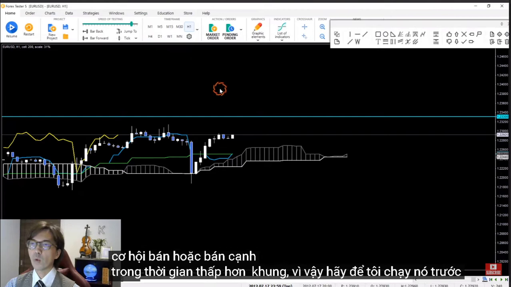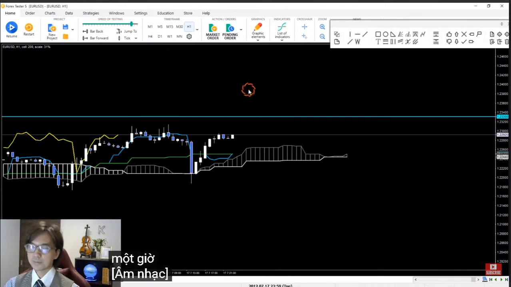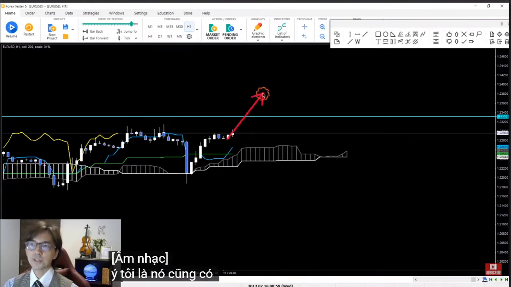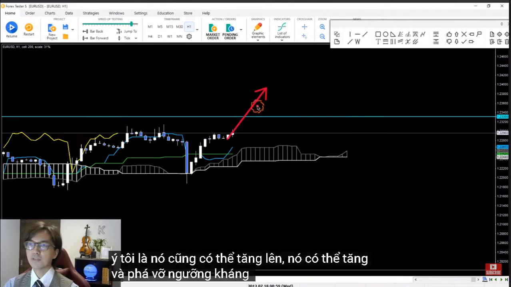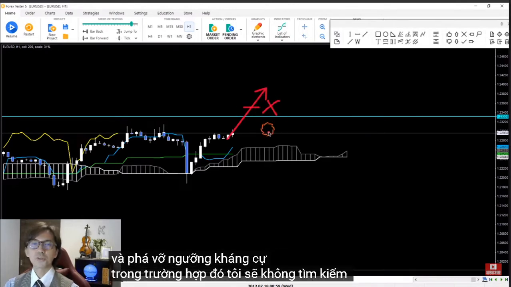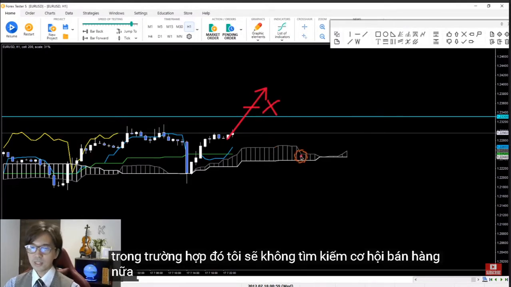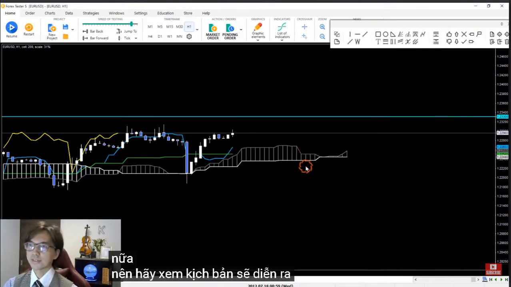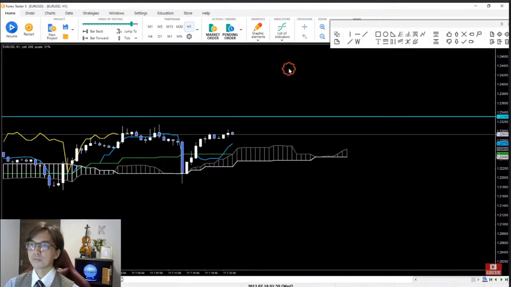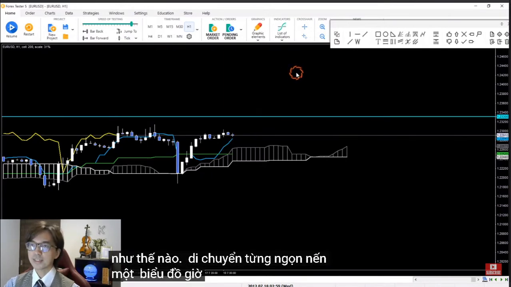So let me run it by 1 hour. I mean, it could go up too. It could go up and break the resistance. In that case, I won't look for the sell chance anymore. So let's see which scenario it goes. I will move the candles one by one on the 1 hour chart.